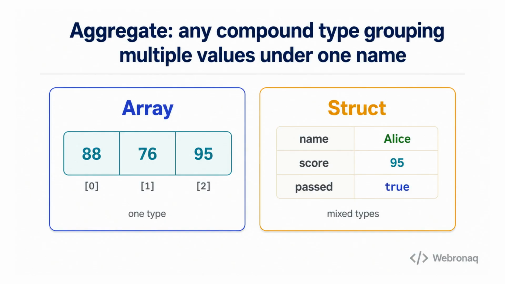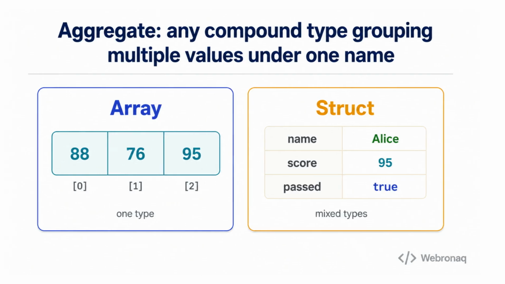The key insight is this. Array is a specific data structure, and aggregate is the category it belongs to. Every array is an aggregate, but not every aggregate is an array. With that relationship clear, let us put the two approaches side by side and see exactly where they diverge.